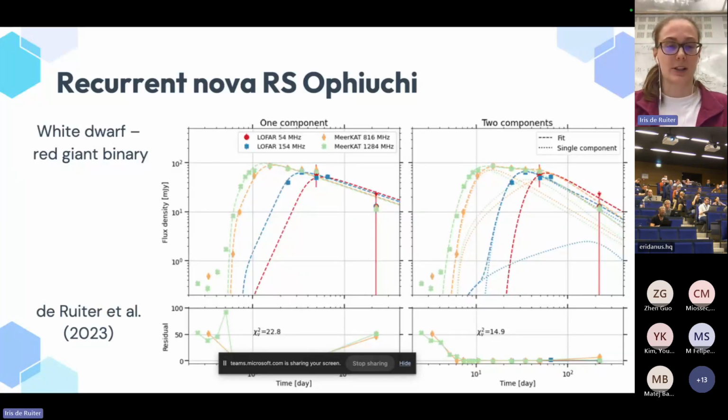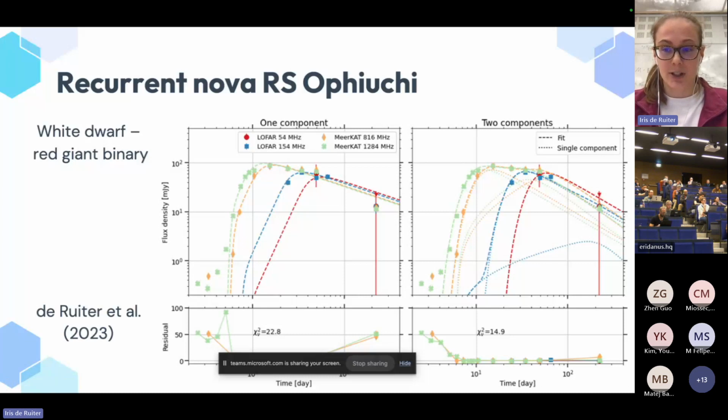These are some of the radio light curves that we obtained from the latest outburst of RS Ophiuchi. Without going into too much detail, we have LOFAR and MeerKAT observations. That's really low radio frequencies. LOFAR is 150 megahertz or 2-meter wavelength. And you can see that we obtain flux density measurements from a few days after the outburst to roughly 200 days after the start of the outburst.